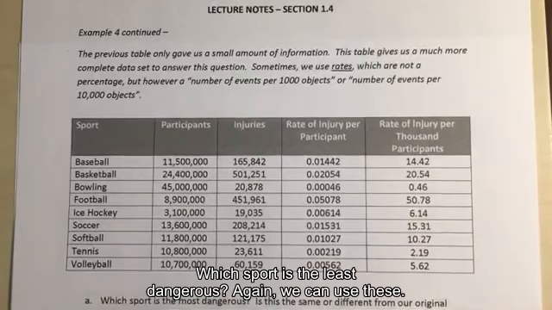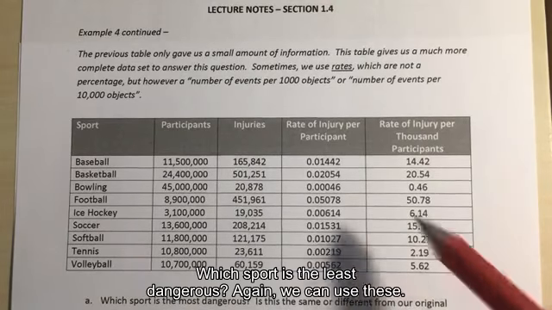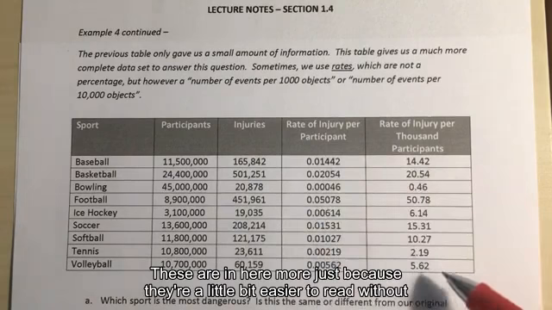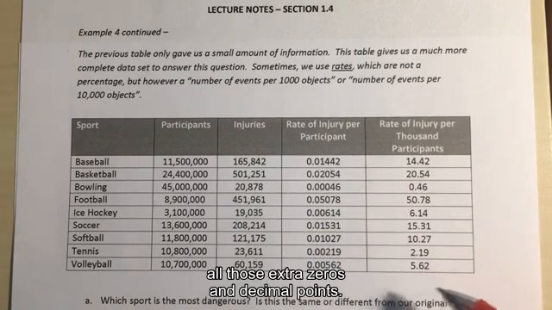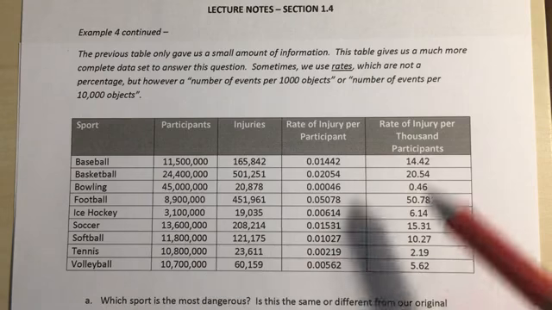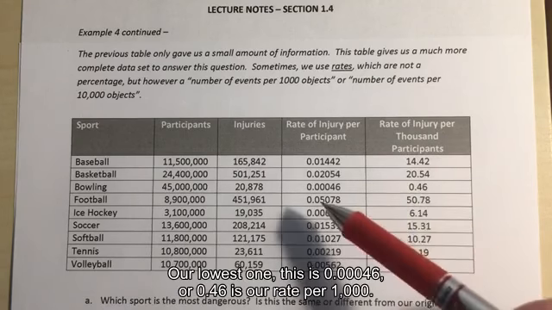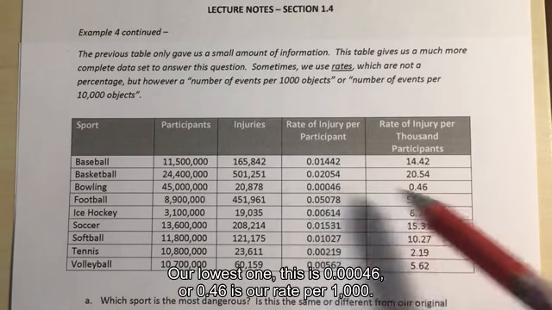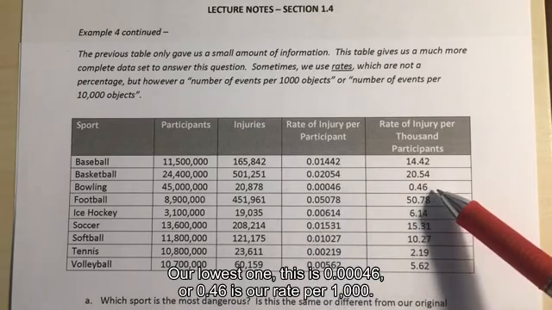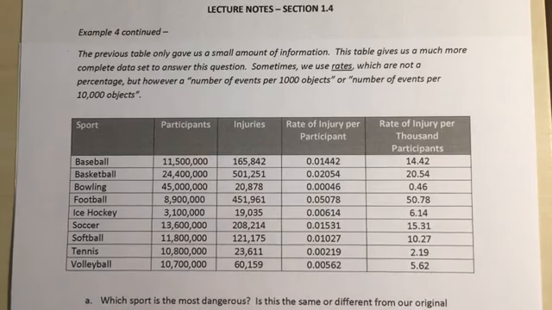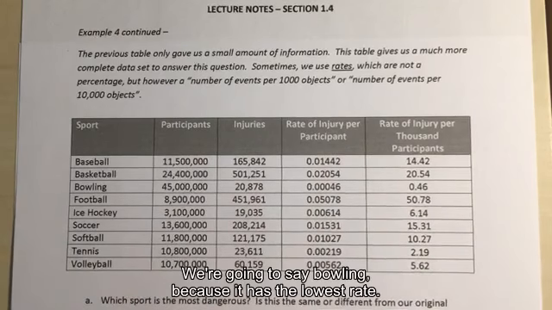Which sport is the least dangerous? Again, we can use these columns, which are in here because they're a little bit easier to read without all those extra zeros and decimal points. Our lowest one is 0.00046, or 0.46, our rate per 1,000. So we're going to say bowling, because it has the lowest rate.